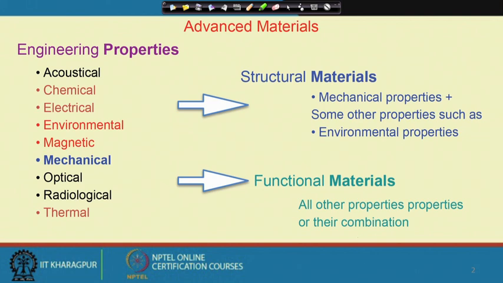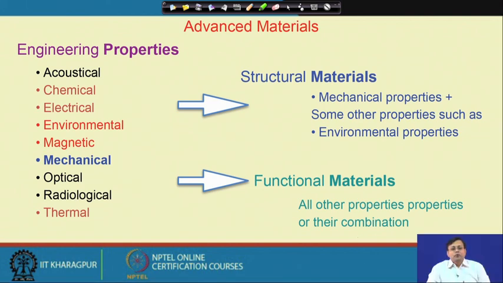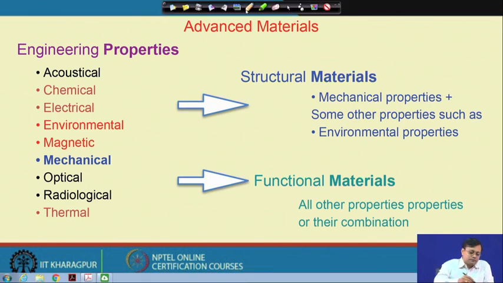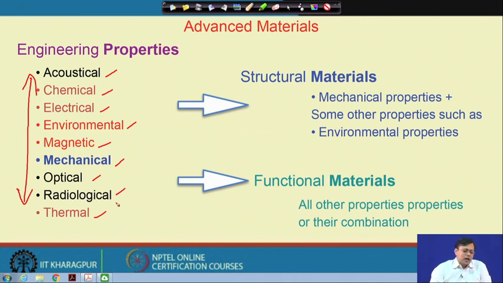As I discussed earlier, 9 engineering properties are very much important for any application. On the left hand side you can see these properties. Materials are selected based on all these properties: acoustical, chemical, electrical, environmental, magnetic, mechanical, optical, radiological, thermal. Usually among all these 9 properties, mechanical properties are very much important for any structural application.